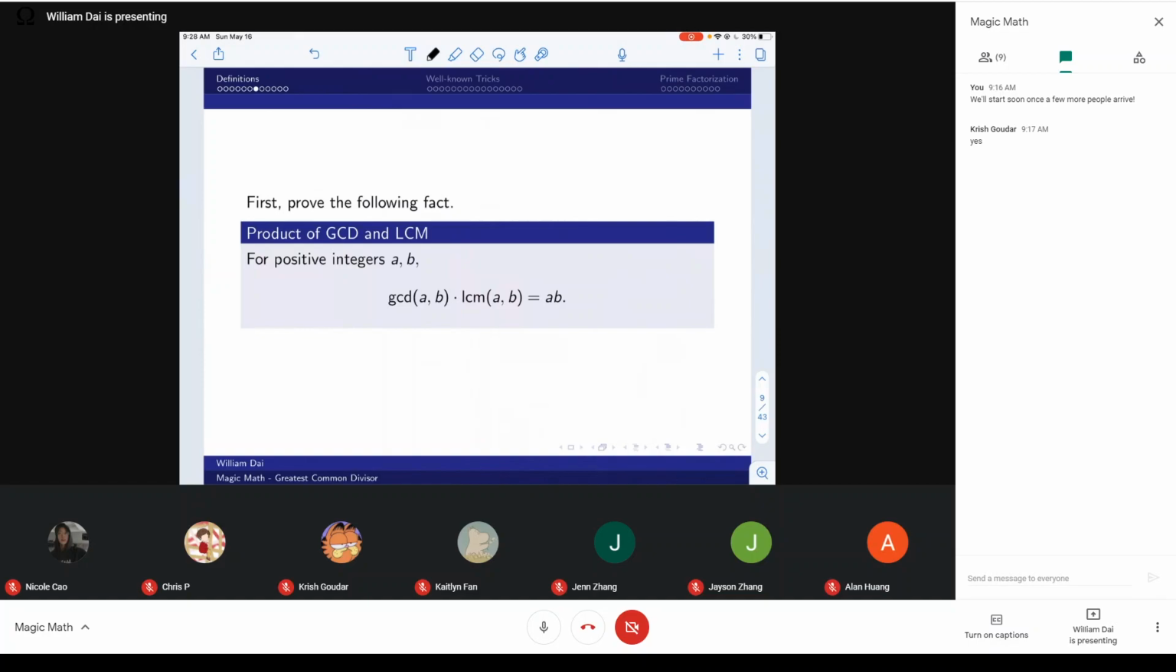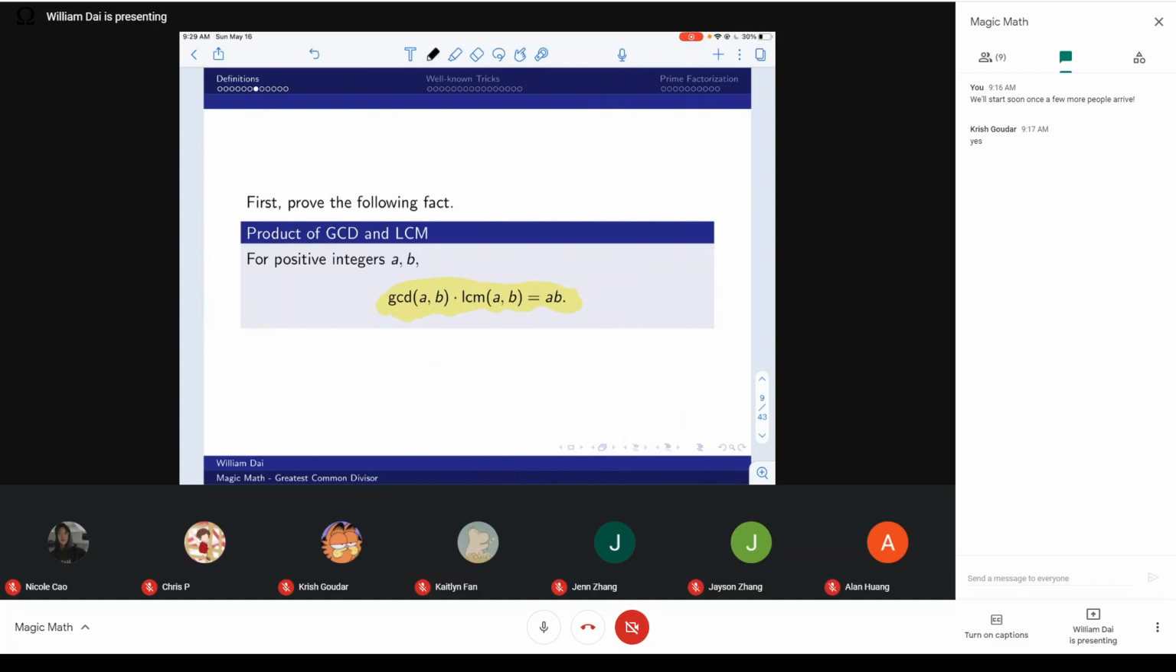Okay, here's our first really useful fact that's going to actually appear on math competitions. For positive integers a, b, we have this relationship between the greatest common denominator and the least common multiple. So, how do we prove it?